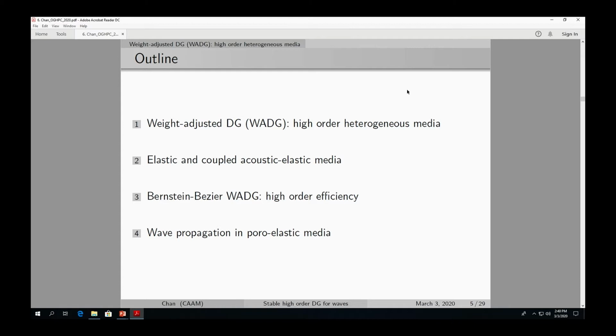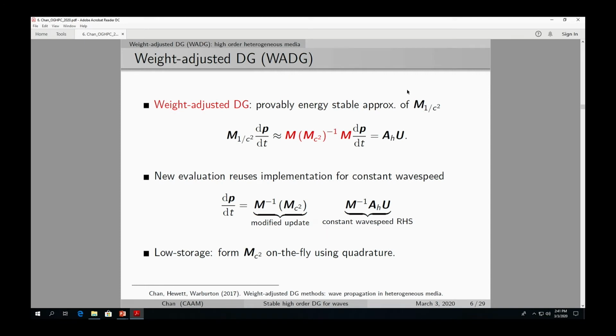We found out we could make it really fast using some Bernstein-Bezier tricks, which some of you might have heard about in Andreas Klöckner's talk recently. And then we've recently started to work in poroelastic media, and I'll conclude the talk by showing some of the results there. But let me try and explain simply what actually this is.